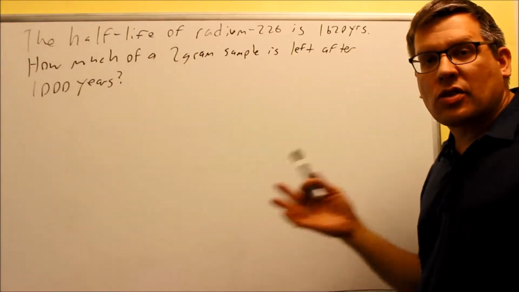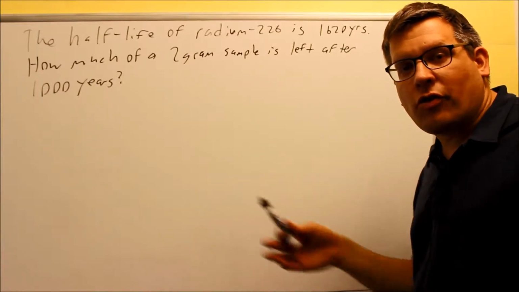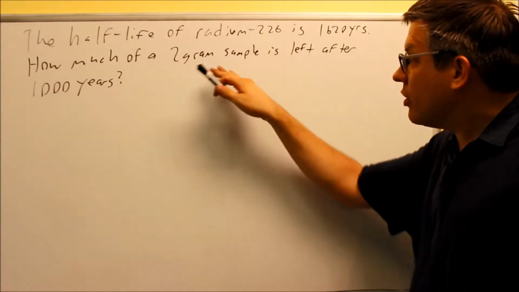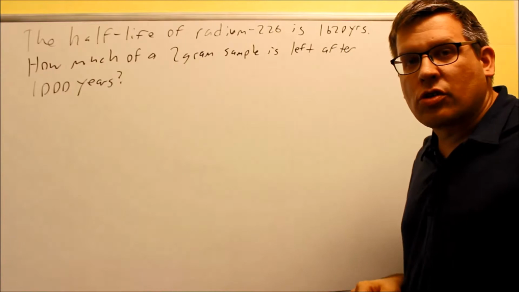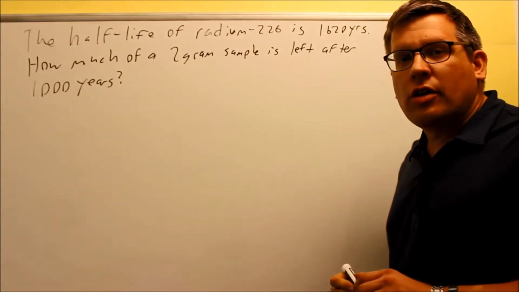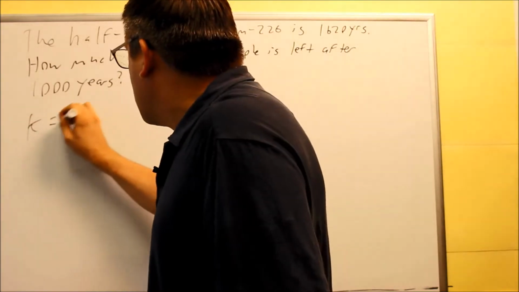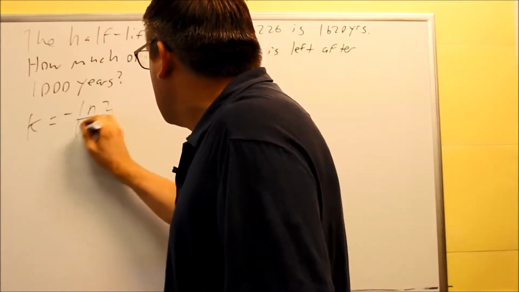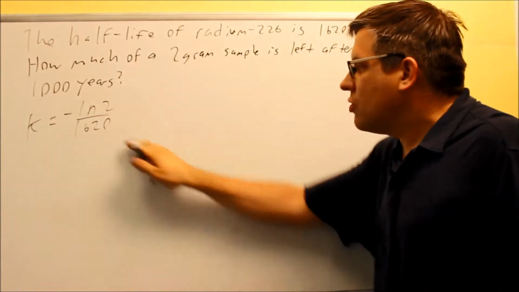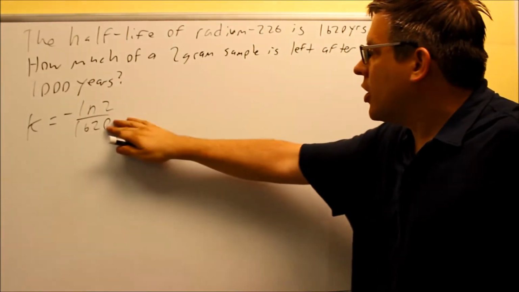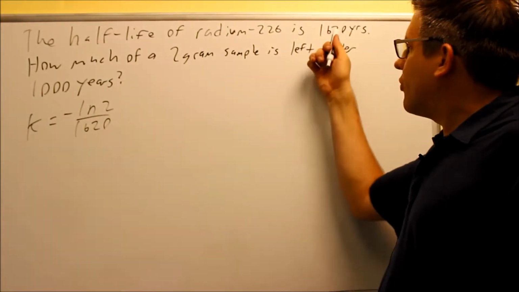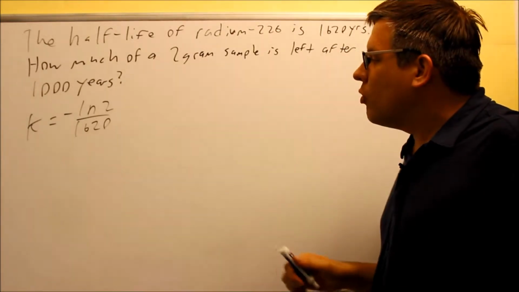So this one doesn't ask us for the decay function, but we still want to find that one first anyway. We need to use that in order to answer the question here. First, you want to find your decay constant, your K value. So K equals negative ln2 over 1620 is the amount that was given here. That's your half-life. That's how long it takes for half of something to decay.